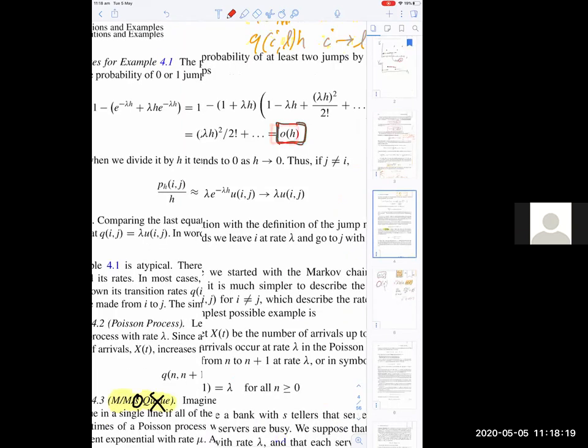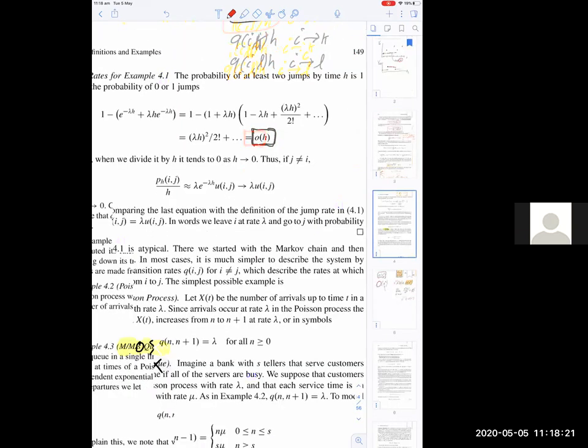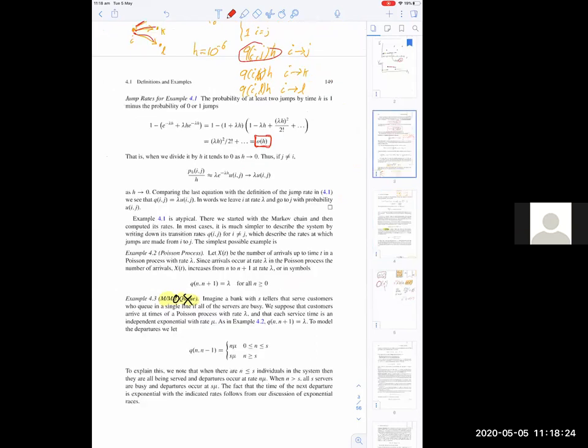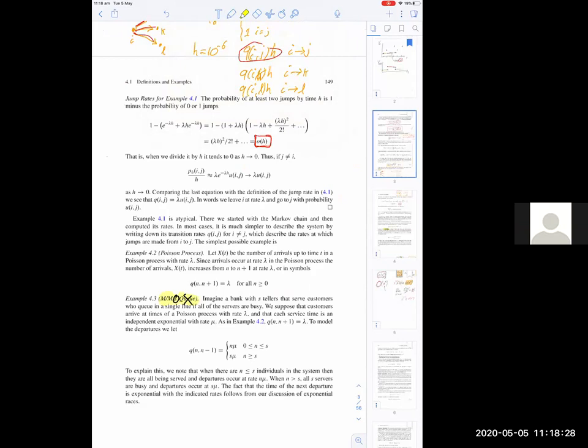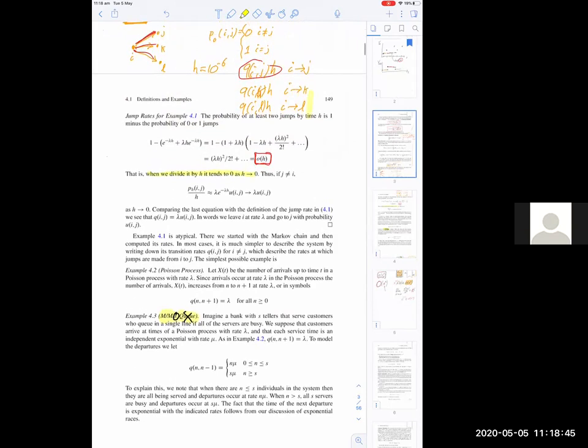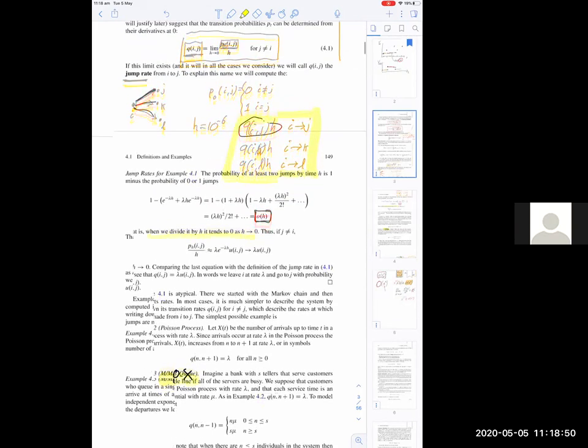I said a whole bunch of words, but it's even written for us in the book. When we divide by h, it tends to 0 as h tends to 0. So little o of h is something that is less significant than the linear function. Now, this is important because it allows us to make sense of these types of things that I said here informally.